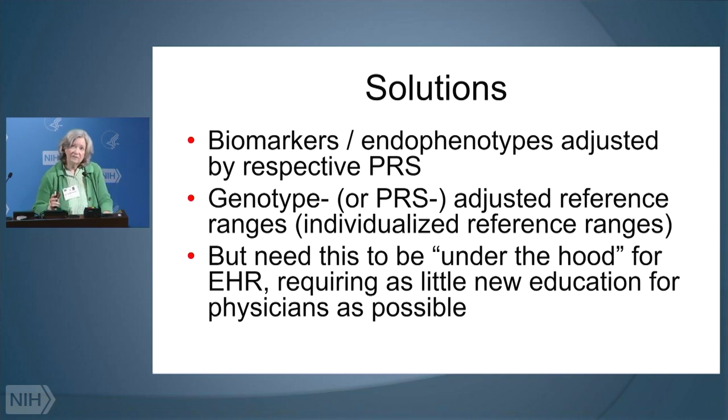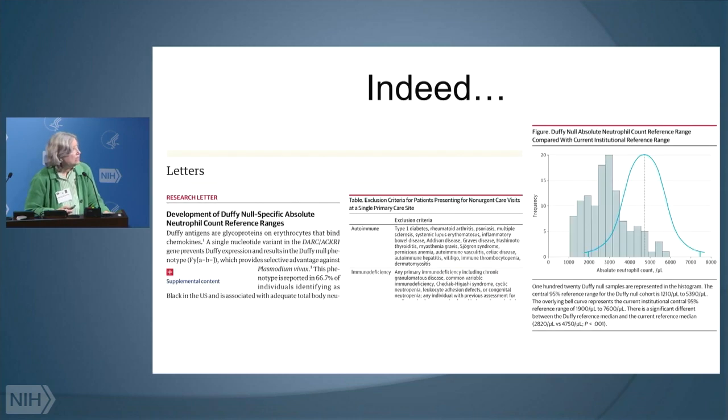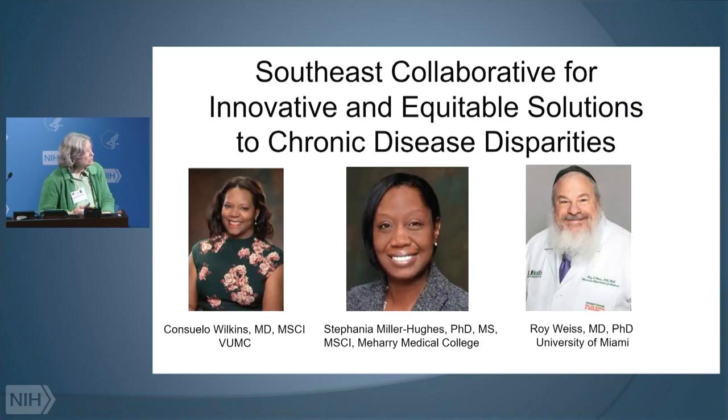So I think we need to do a study to really look at physicians and think about how we try to fix this. But it has to be done under the hood. It has to be done in a way that doesn't require physicians to know and understand the genetics of Duffy in order to interpret a white cell count. And here's a recent publication that shows the distribution of white cell counts in Duffy homozygotes relative to the means for the population at large. So it's a big effect of a single allele on a commonly used biomarker.